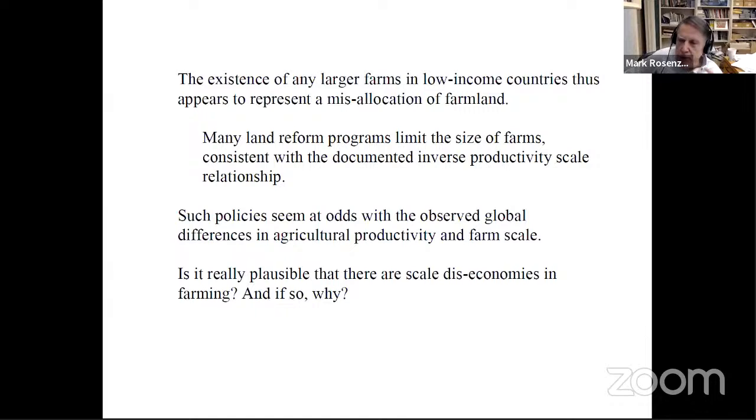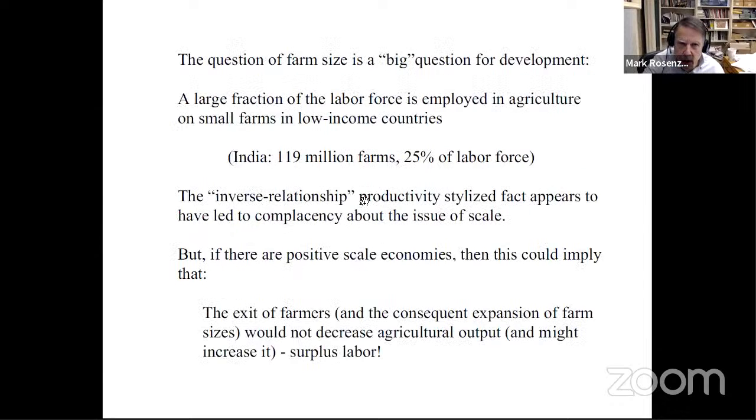But all of this seems completely at odds with respect to what we see across the world, where we see that the largest farms in the high-income countries are much more productive than the average small farms in the low-income countries. So is it really plausible that there's overall scale diseconomies? And why do we just see them in low-income countries? What's going on? Okay, so this is obviously a big question.